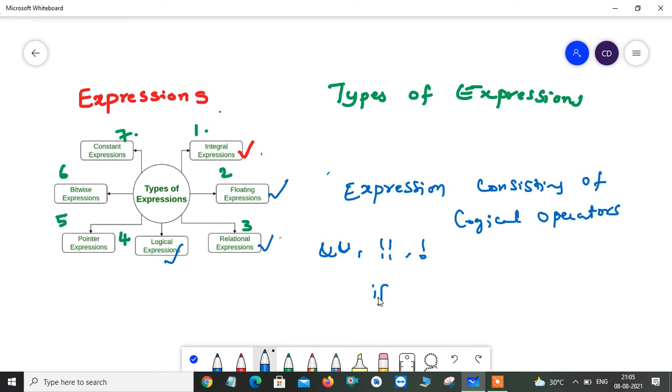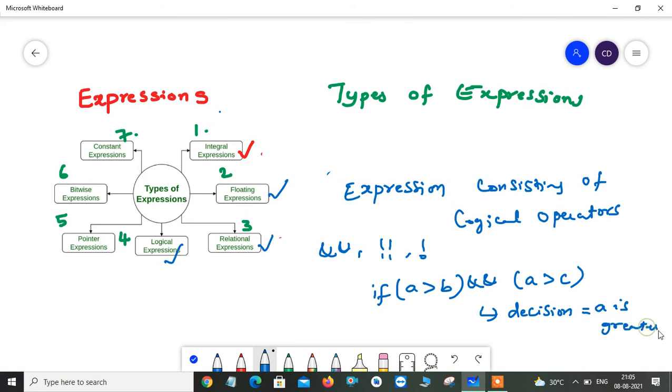Suppose you can use it like this: if A is greater than B and A is greater than C. Depending on this condition, you can make some decision. What decision will you make from this statement? If A is greater than B and A is also greater than C, that means among A, B, C, A is the greatest. So this is a decision you can make.